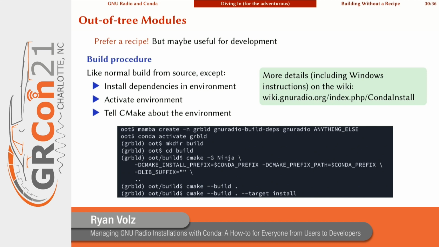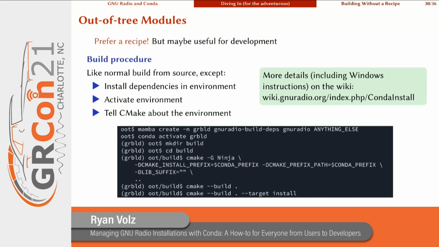You create a build directory, you enter the build directory, you call cmake, and in this case we have to tell it about our conda prefix, where we want to install into and where we want to get libraries from. And then you just tell it to make and make install, and that's all there is to it. You can find more details, including Windows instructions, since this is in particular for Linux in this example, on the wiki.